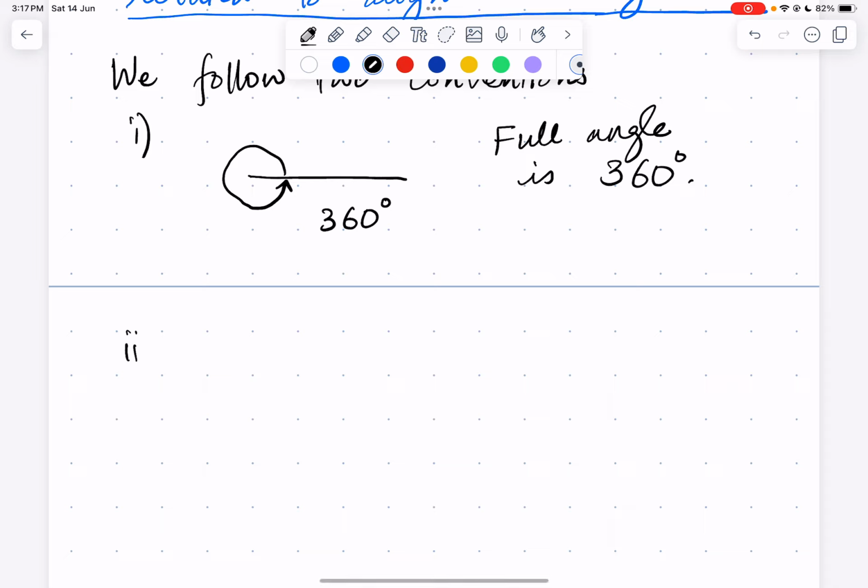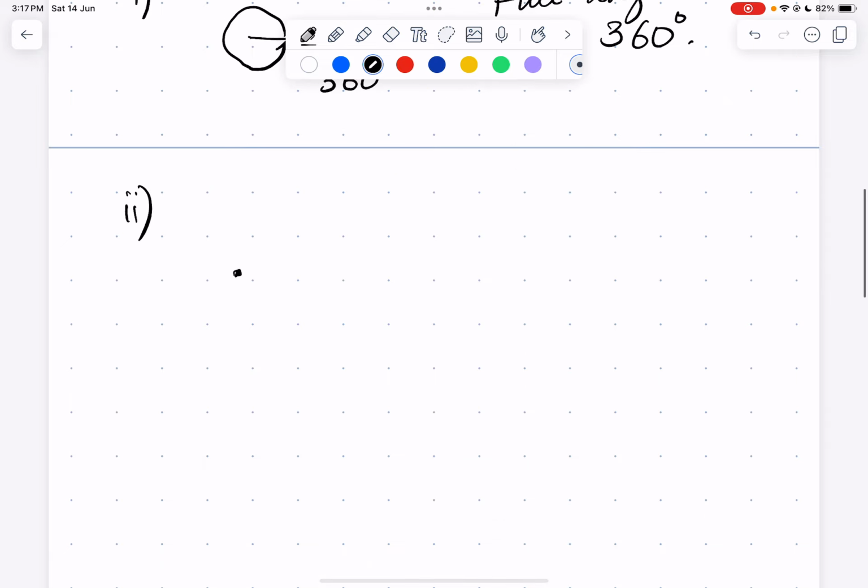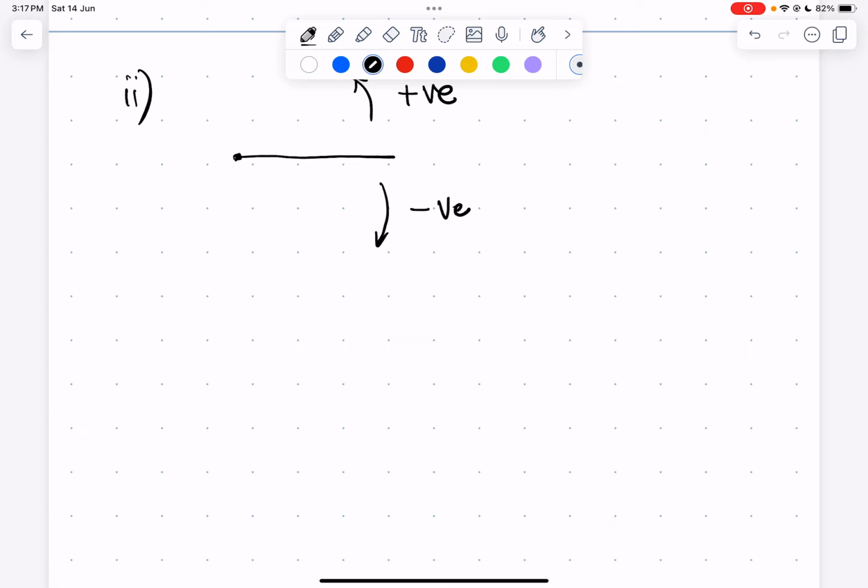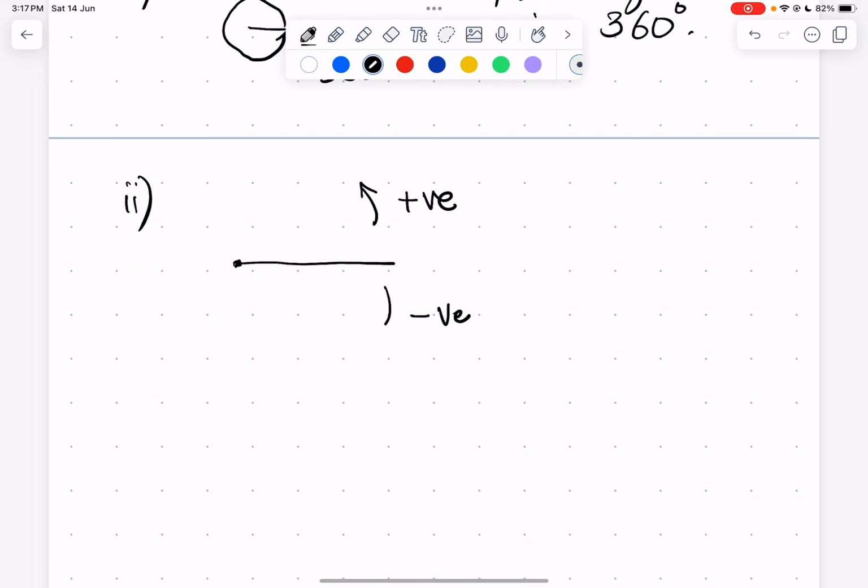And the second convention is when you rotate in the anti-clockwise direction, this is considered positive rotation, and any movement in the clockwise direction is considered a negative rotation. So these are two conventions. The full angle is 360 degrees, and an anti-clockwise rotation is considered positive rotation, and a clockwise rotation is considered a negative rotation.